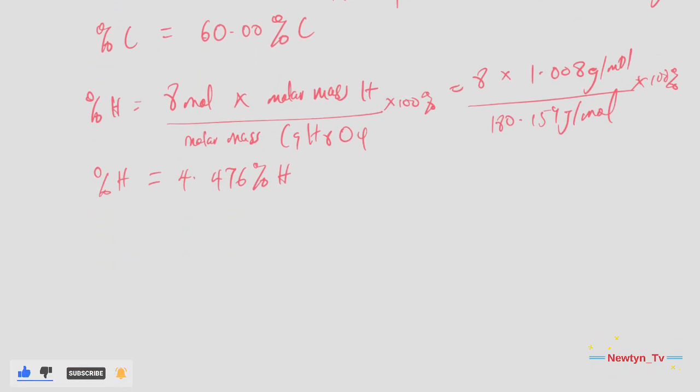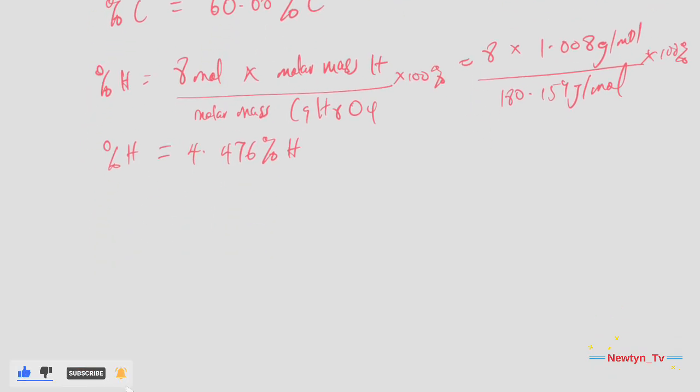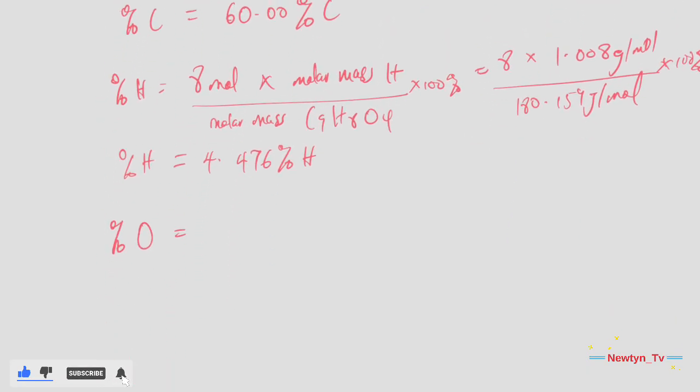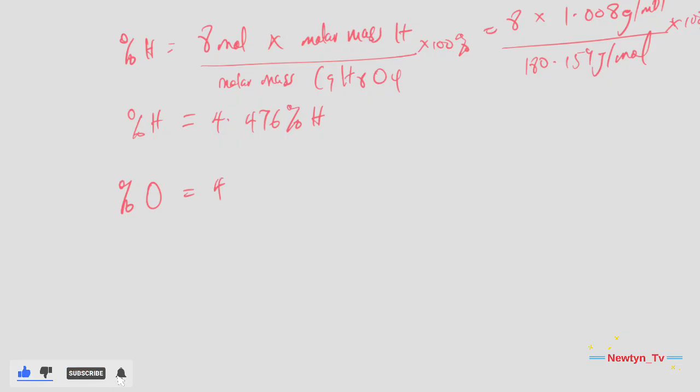Now let's look at the last one, which is O. How many do we have for the O? We have 4. So that will be 4 moles times the molar mass for oxygen, divided by the molar mass for the compound, C9H8O4, then multiplied by 100%.